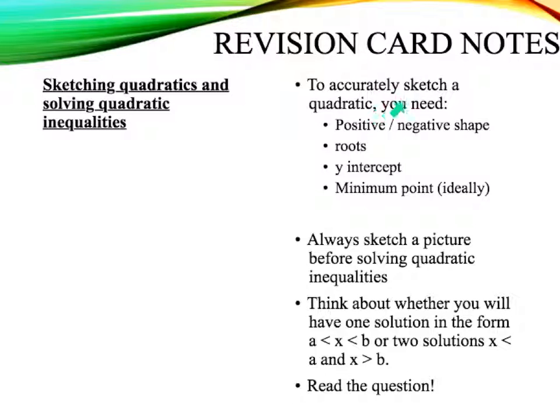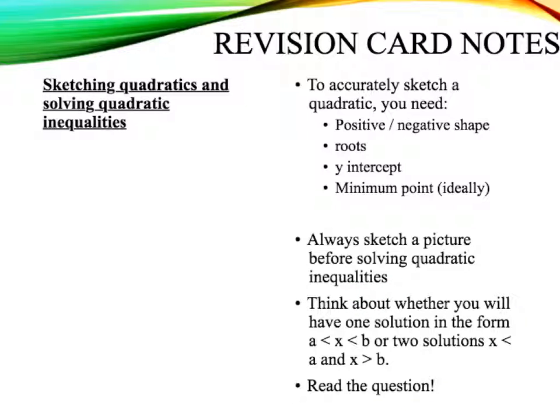To accurately sketch a quadratic, we need to know the shape. We need to know the roots, the y-intercept, and I've also said a minimum point ideally. Now this one didn't actually give us a particularly nice minimum point, and actually didn't ask for it either, and there were only 3 marks, so the 3 marks would have come from these 3 areas here. If it does say and show the minimum point, then do that as well. Or if you've already worked out the minimum point earlier on by completing the square, for example, show it on your picture.